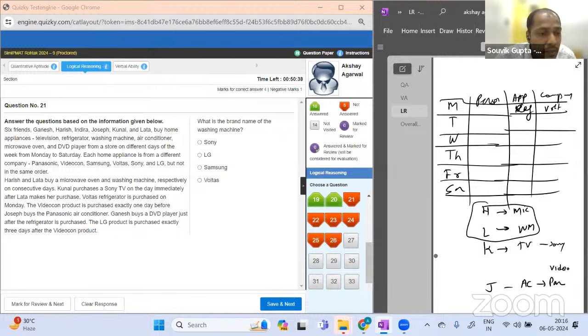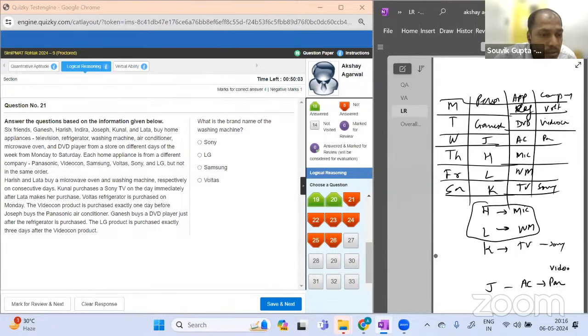Ganesh buys a DVD player just after the refrigerator is purchased. So Ganesh and DVD player. The only way things can fit in is Joseph purchases the AC from Panasonic company and here Videocon, and these three things come in over here. H, L, K, microwave, washing machine, TV, Sony.